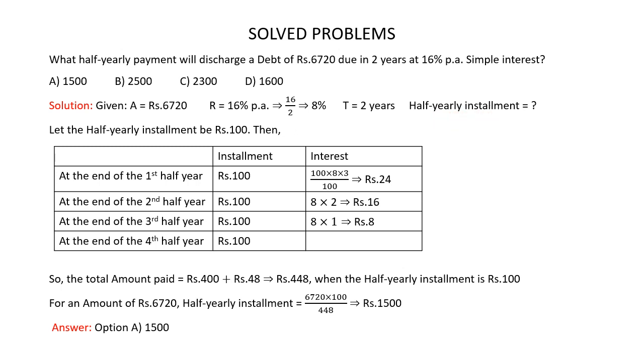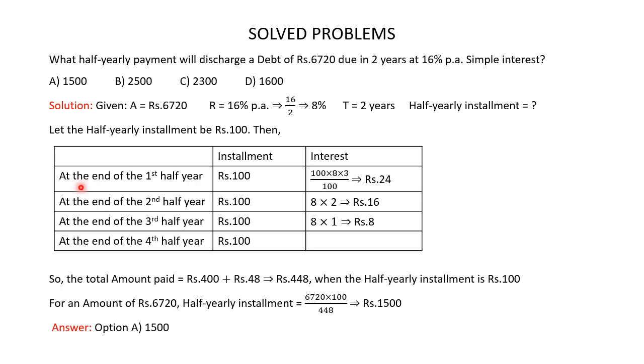So let's assume that the half yearly installment is rupees 100. Now the amount has to be repaid at the end of 4 half years. So payment has to be made for 4 half years. Now payment includes an installment plus an interest. The installment is the same for all the half years. It is the half yearly installment that we have assumed. The interest for each half year is different because the number of half years to be paid keeps on decreasing.